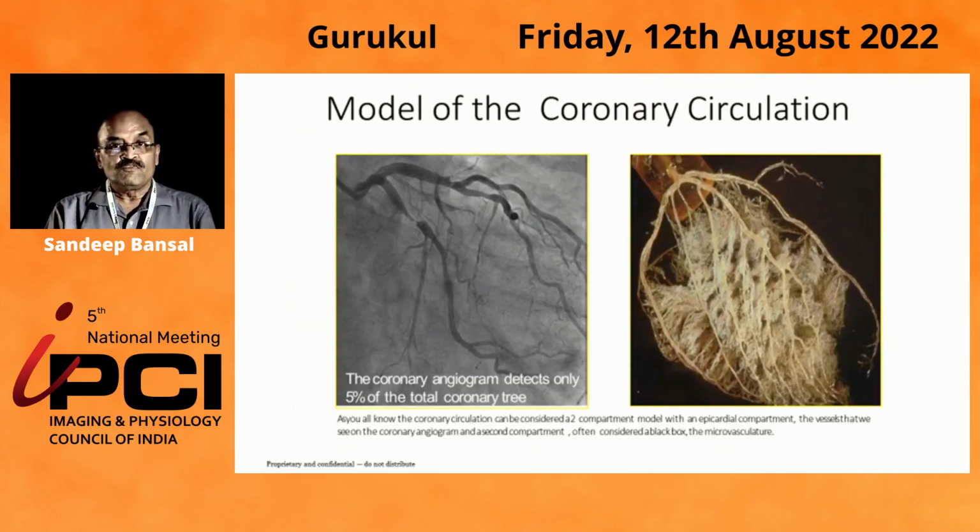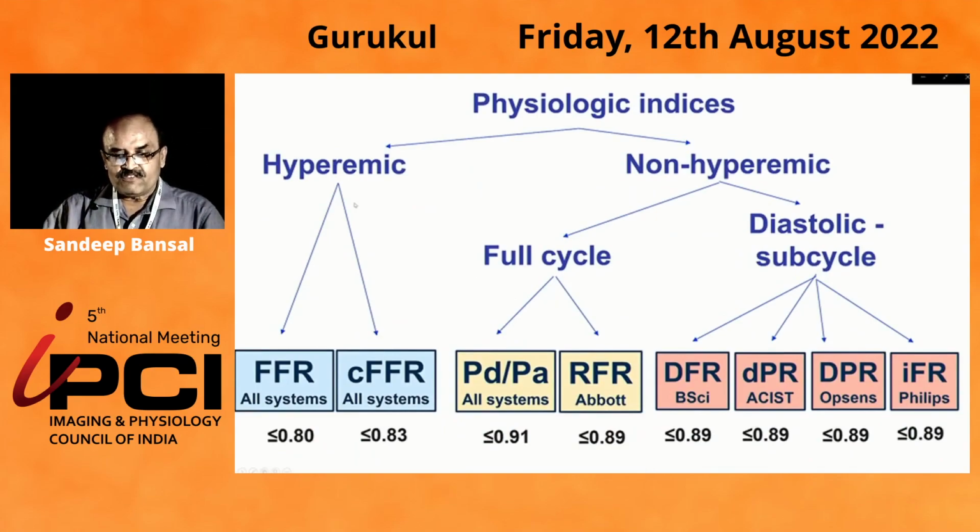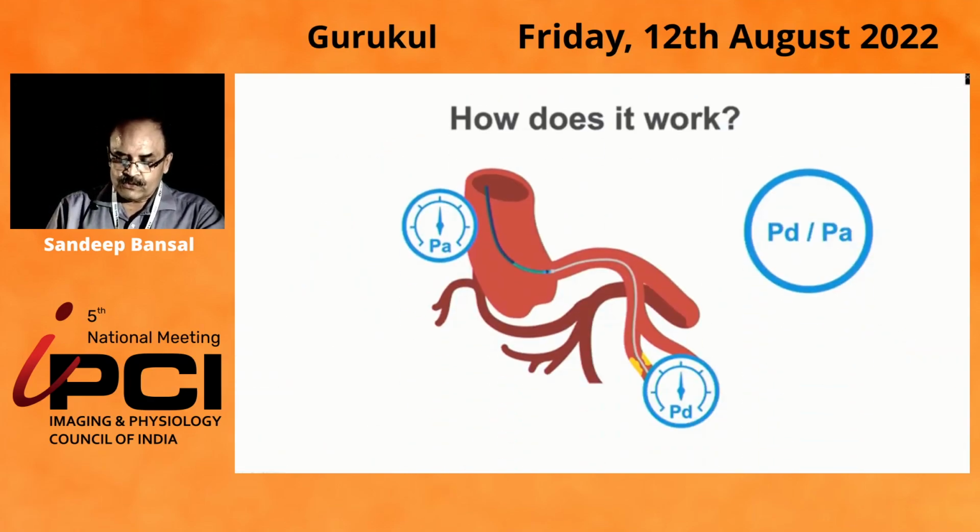We are actually addressing, as was said, only 5% of the total coronary circulation, both in terms of intervention at present and also in terms of measurements. Again, there is a plethora of measurements that can be made, but what I'm going to talk about is the FFR, or the fractional flow reserve. We also have heard about the PD/PA ratio.